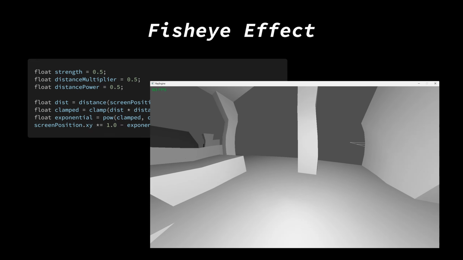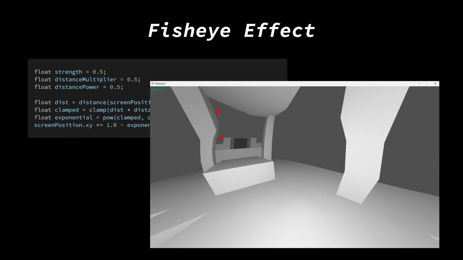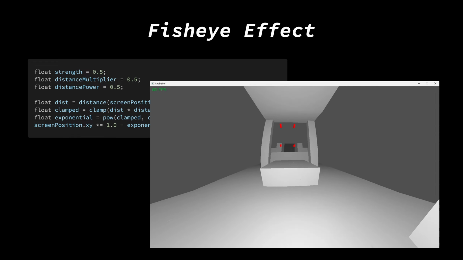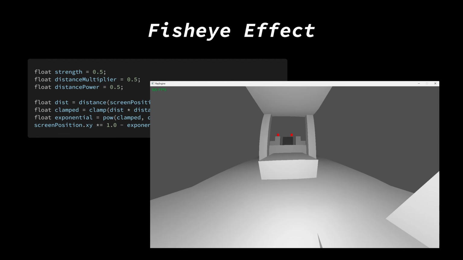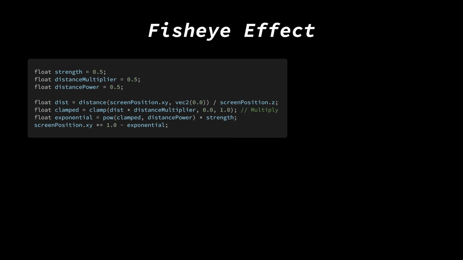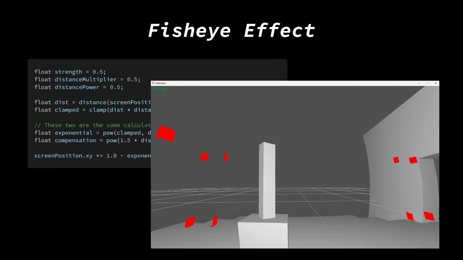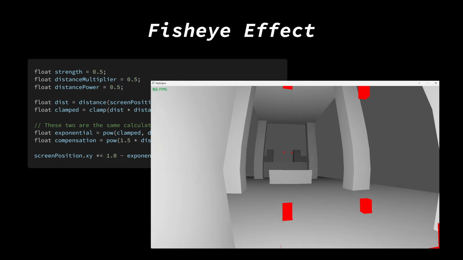But now I'm getting these strange artifacts at the edge of the screen. Seems like some vertices are pushed so far into the frame that we're able to see them being culled. We should probably apply some compensation for this. The compensation could be calculated by taking the distance from the edge of the screen, I've used the value 1.5, and do the same calculations as for the current distance. This value can be subtracted from the final value. I'm pretty satisfied with the result.